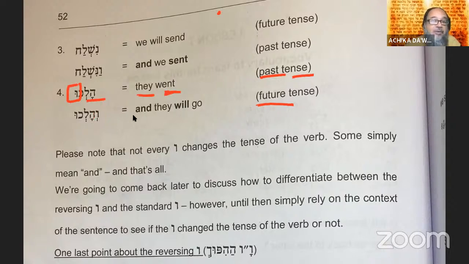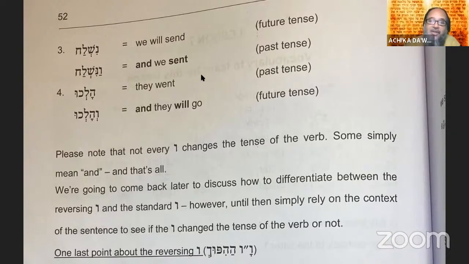Okay. And that wa right there means and it just switched the tense to they will go. Okay. So one's past, one's present. Excuse me, future. So this is a rule that you will find in all of the biblical Hebrew. Okay. And there are some examples that you'll see all the time.